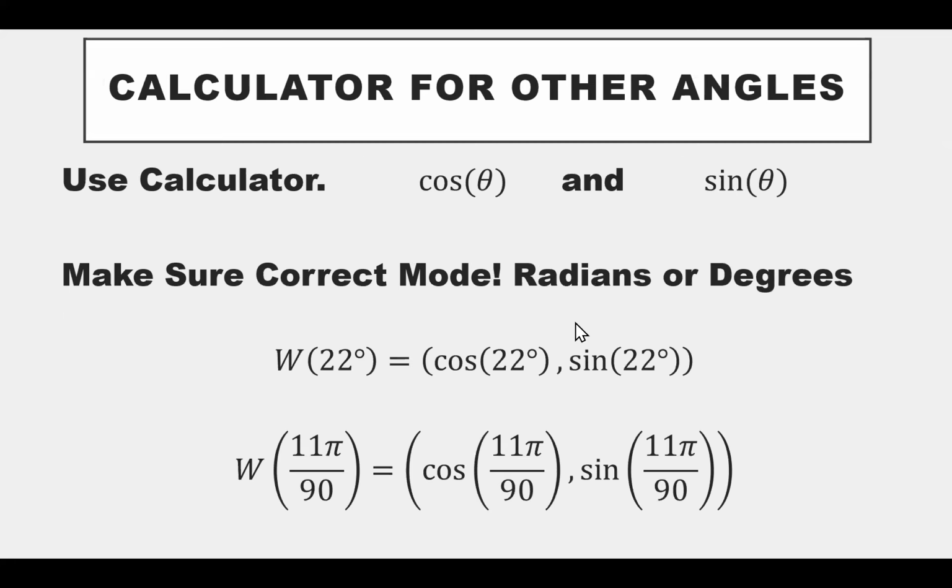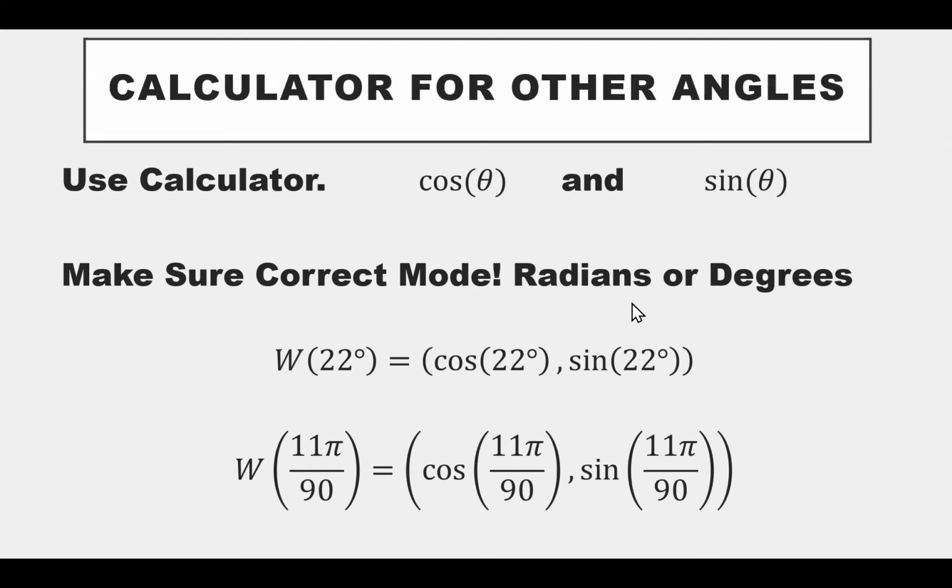What I'd probably do is just use a calculator to find the cosine of that angle and the sine of that angle. Now, when you use a calculator, make sure that you are in the correct mode. If we're using degrees, then your calculator has to be in degree mode. If you're using radians, then your calculator has to be in radian mode.